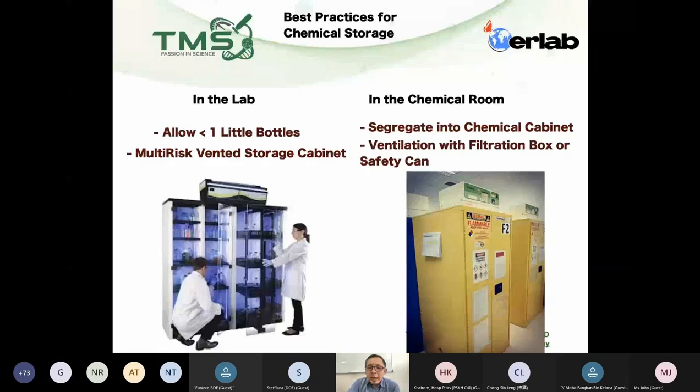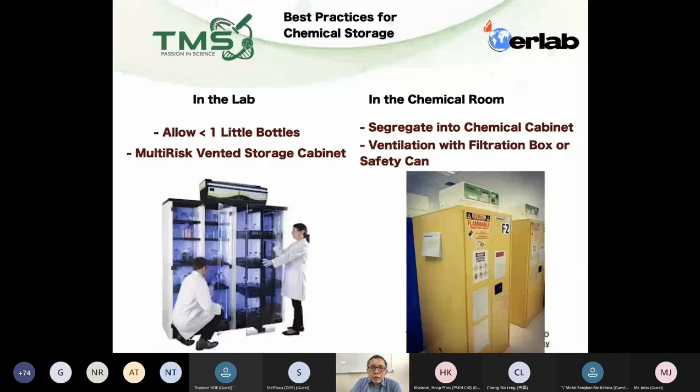In the chemical room, normally you will buy in large quantity because you have budgets, then you buy to put into your inventory, right? In that situation, we recommend you store in the flammable cabinet and also the acid cabinet. That is the chemical room. For the laboratory, normally you have multiple types of chemicals, but in smaller quantity. It could be 1 liter or less. So you can put them into a vented multi-risk storage cabinet. Let's talk about the chemical room.